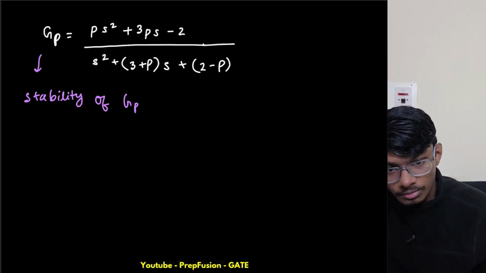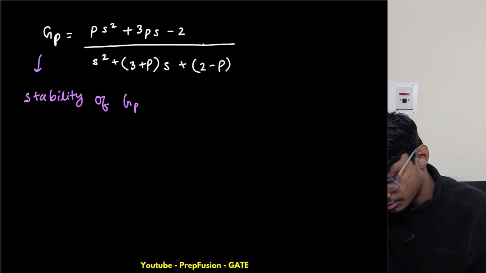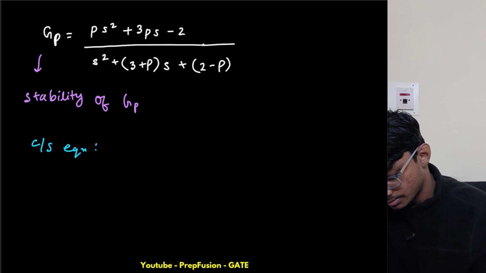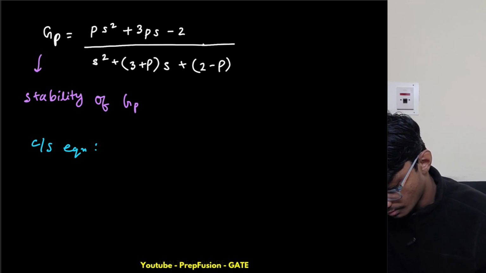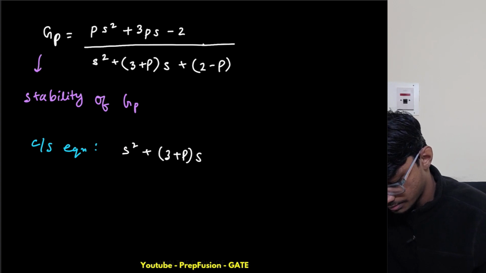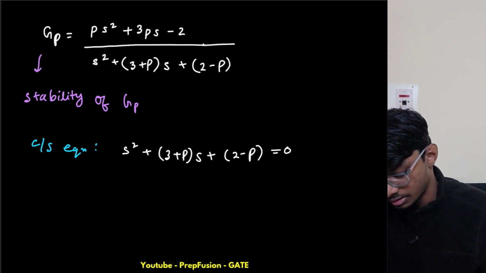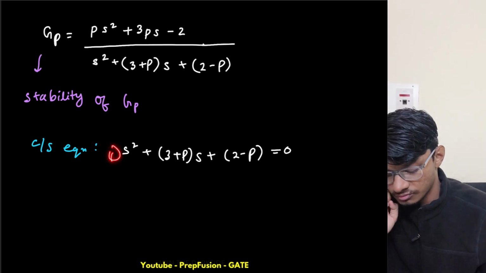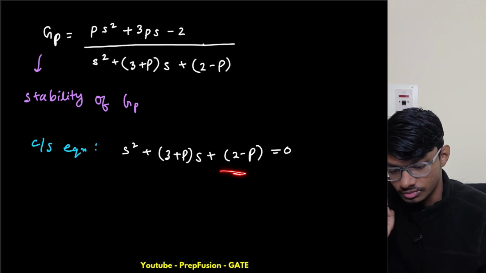So what is the characteristic equation of Gp? The characteristic equation is basically s square plus (3 plus p)s plus (2 minus p). Now this is a second order system only, so we can simply understand that the coefficients should all be of the same sign. So this is 1, so the 3 plus p has to be greater than 0, and the 2 minus p has to be also greater than 0.